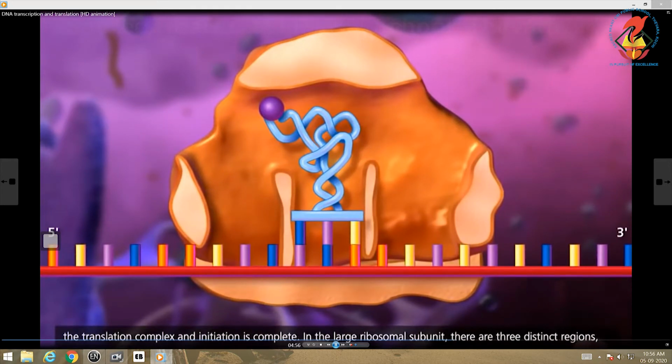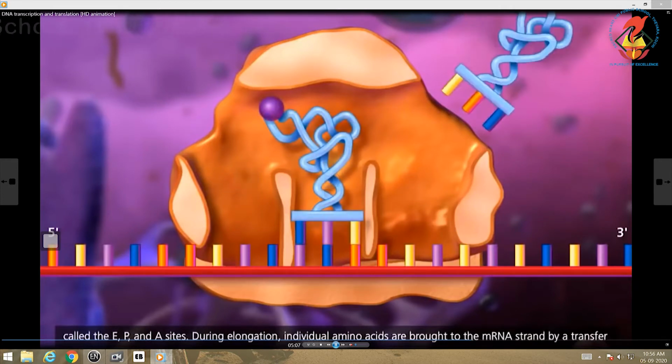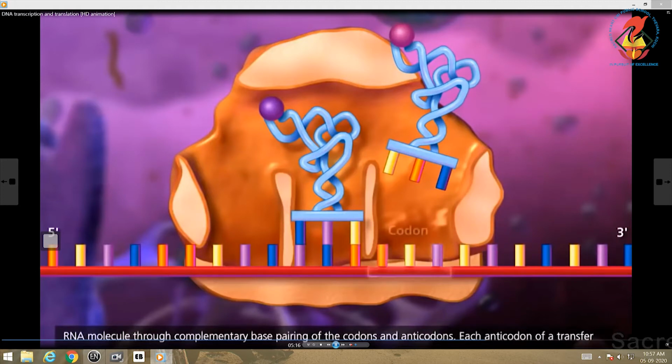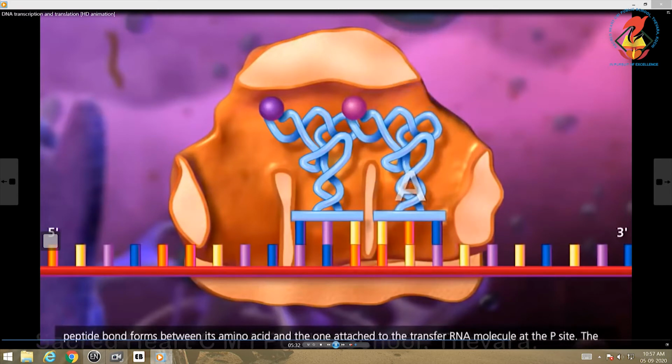Now on the large ribosomal unit, there are 3 sites, E, P and A. E is meant for the exit of the tRNA, P is for peptide bond formation and A is the acceptor site. Now elongation: a new tRNA reads the codon and binds with the amino acid. The binding of the amino acid with the tRNA is known as charging of tRNA or aminoacylation. This tRNA, which is charged with the amino acid, comes to the A site, and there is codon-anticodon complementary base pairing at the A site.